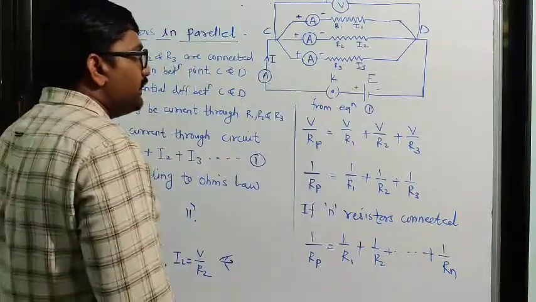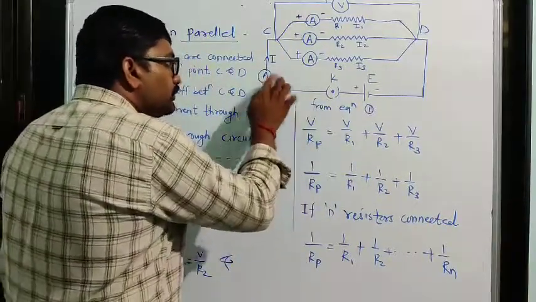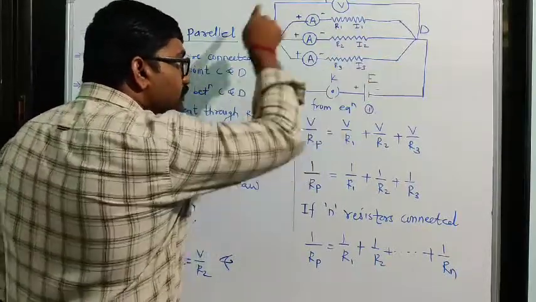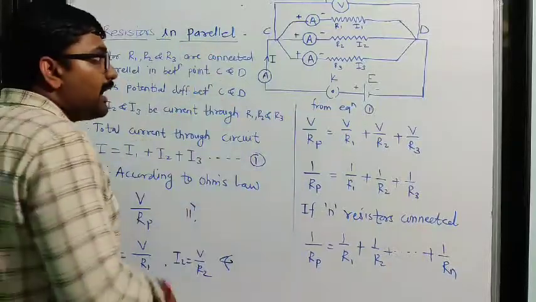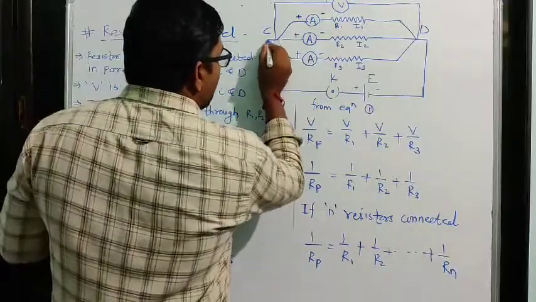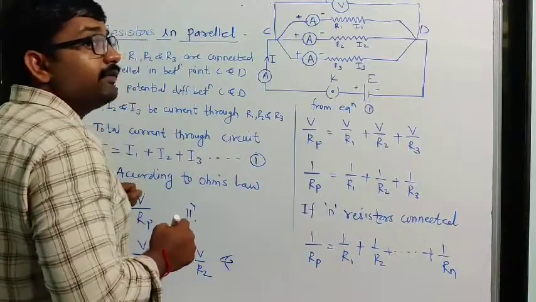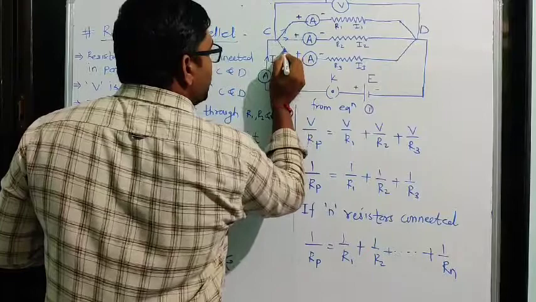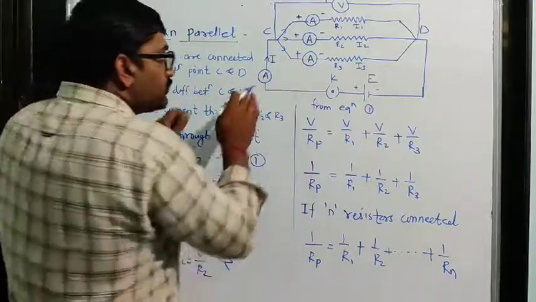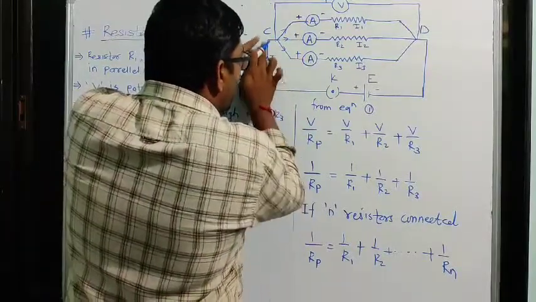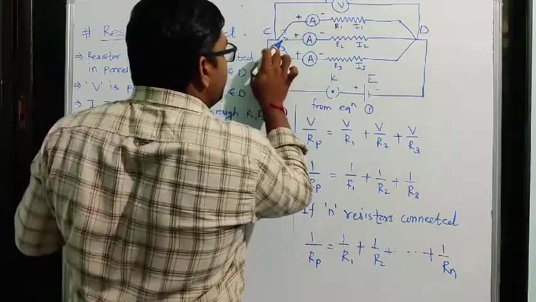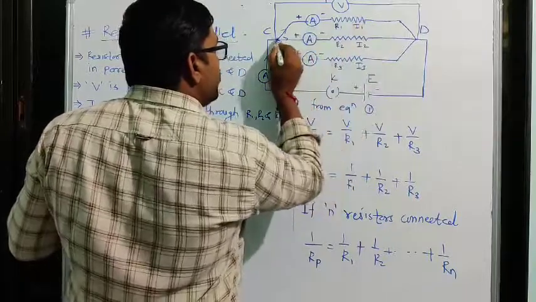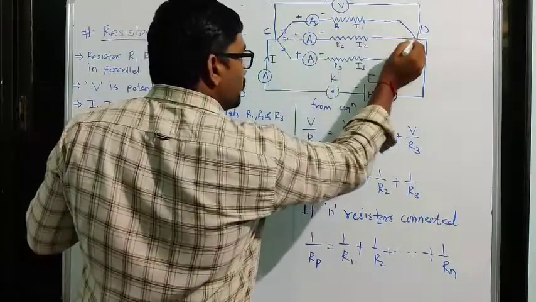Okay, battery E. Due to that battery, current I is passing through this total circuit. Now as this current I came here, it will get divided into this and this. As this current I came here at point C, it will get divided. I1 will go through this wire.